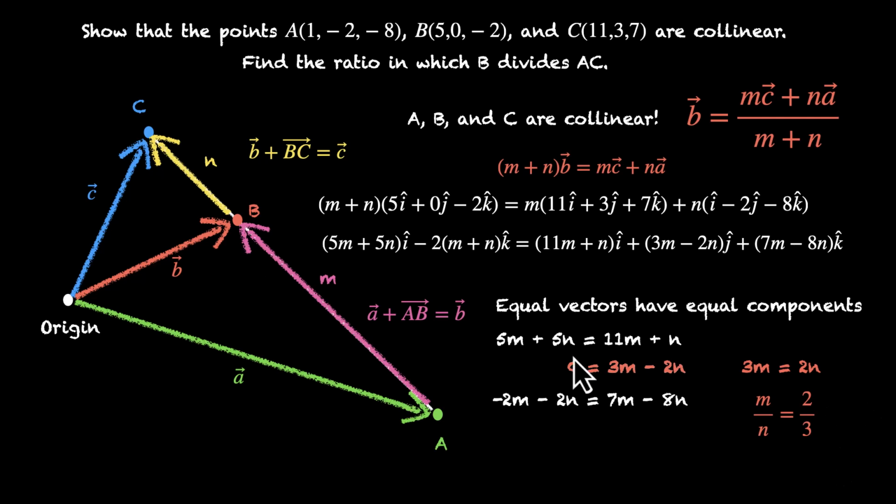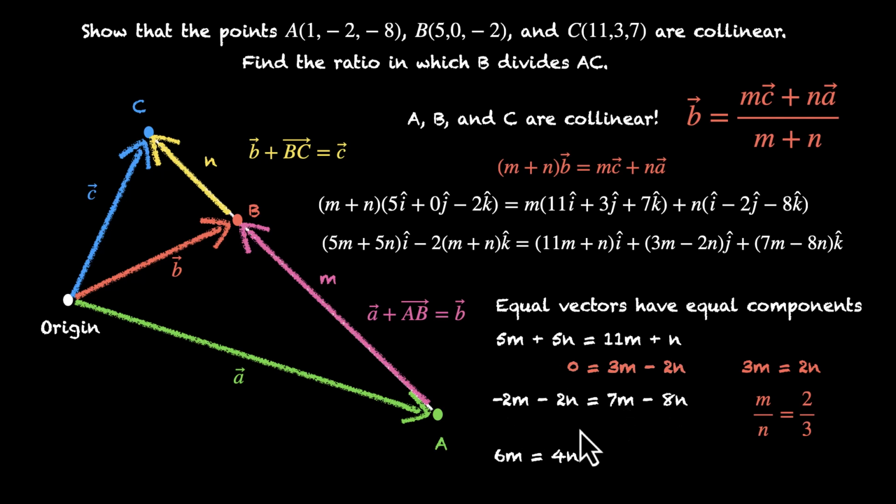But what about these other equations, you might ask? You'll get the same answer for these two as well. Let's try. For the first one, we have 11 minus 5, that's 6m, equals to 5 minus 1, that's 4n. So 6m equals to 4n, or m by n equals to 2 by 3. Same result.